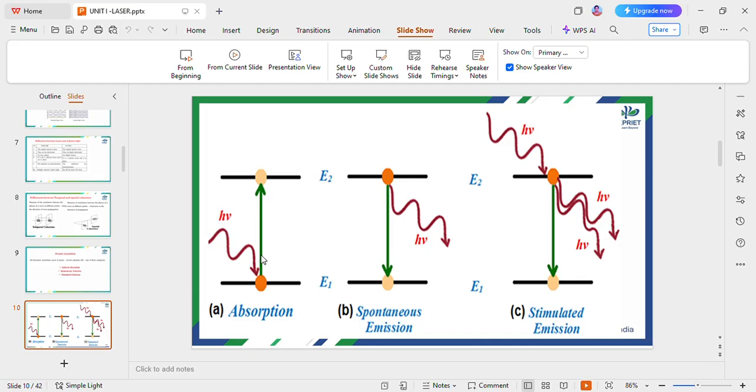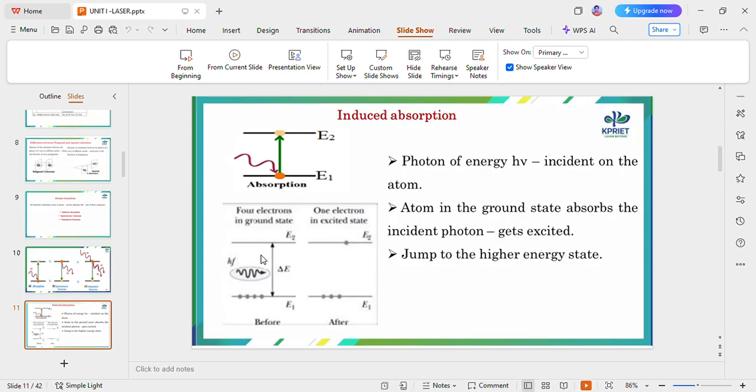The photons emitted in spontaneous emission are random in direction, not coherent, and not monochromatic. Whereas in the stimulated emission process, the photons emitted are highly directional, highly monochromatic, and coherent. They are all in phase, having the same energy and same frequency. So we'll see about it in detail.